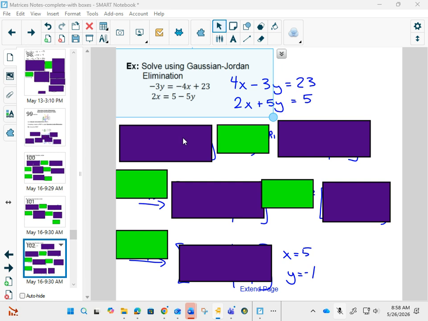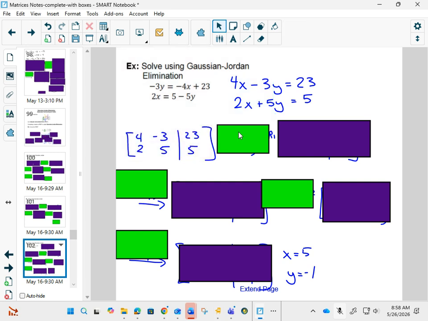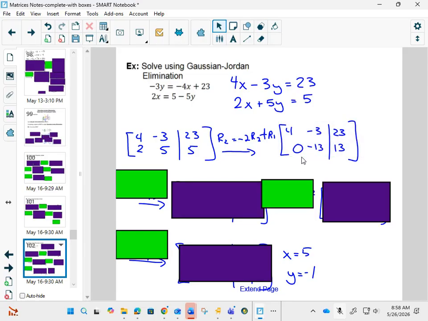All right, I'll show you what I did on this one. So first of all, I made this a 0, so I took -2 row 2's and added row 1. If I rewrote that, I'd probably write row 1 minus 2 row 2's, but it's the same thing. That gave me a 0 down here.